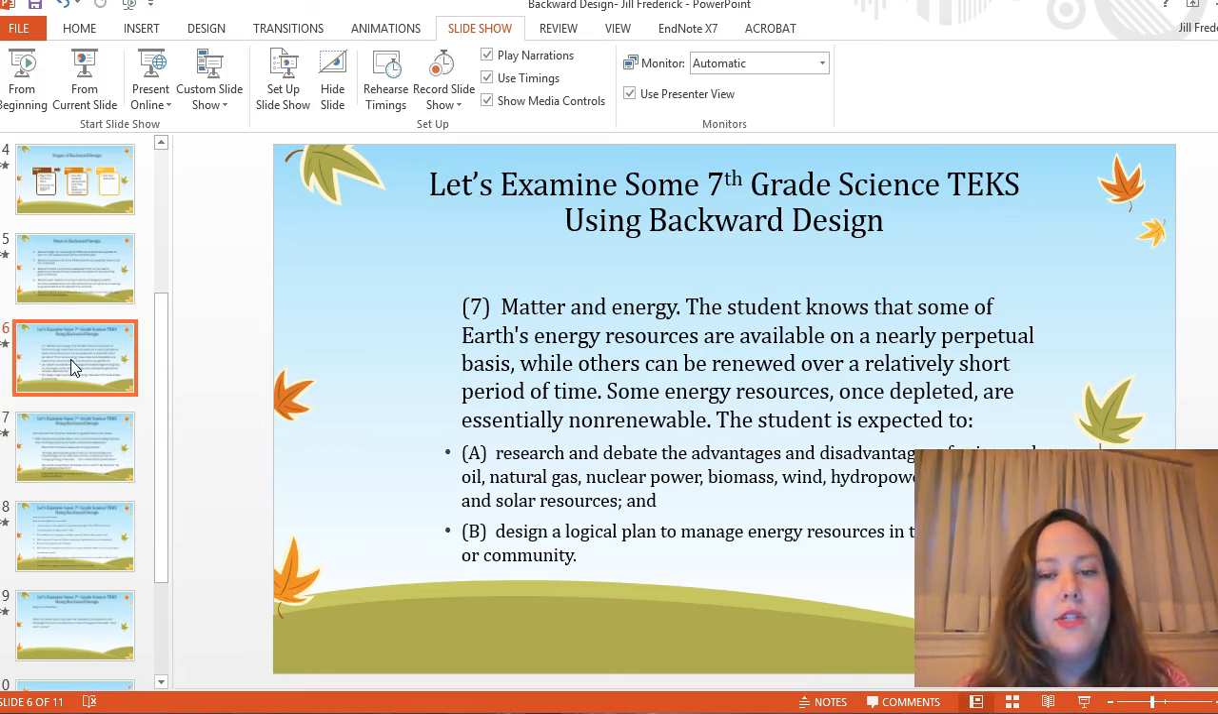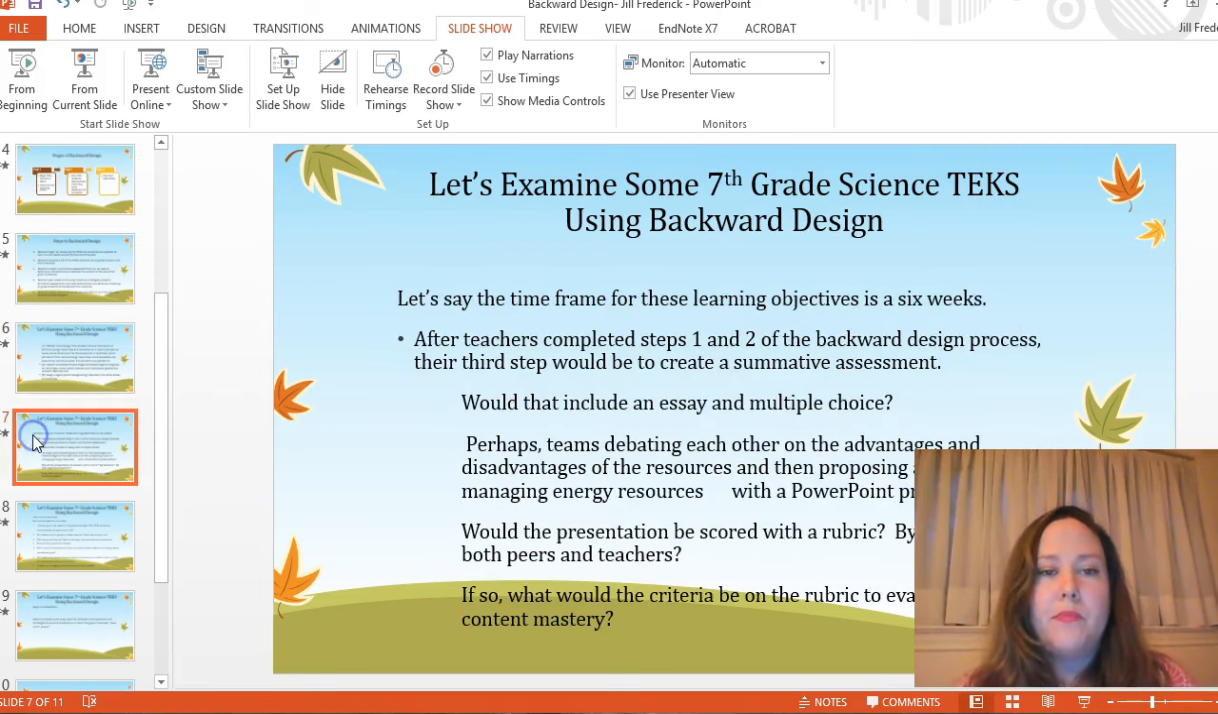Here's the student expectations. The student is expected to A, research and debate the advantages and disadvantages of using coal, oil, natural gas, nuclear power, biomass, wind, hydropower, geothermal, and solar resources, and B, design a logical plan to manage energy resources in the home, school, or community. So here you can see that these are 2 TEKS that go together. Really, they could be taught and bundled together appropriately. It would make sense to do that. So let's say the time frame for these learning objectives is a 6 weeks period.